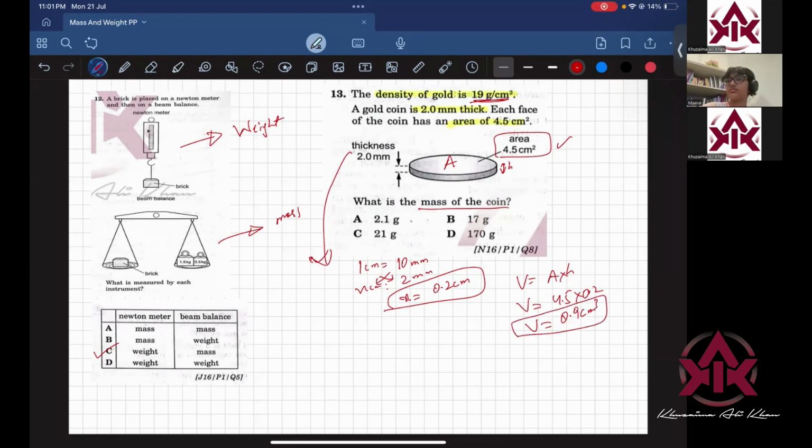Now you can simply find out the mass of the coin. Density is equal to mass upon volume. Therefore, the mass is going to be density times volume. Right? So your mass is coming out to be what? Density is 19. Your volume is 0.9. Units are matching over here. So you can simply multiply it out and get your answer. So it's coming out to be 17.1 grams. That is approximately 17 grams. So option number B is the answer. Make sense?